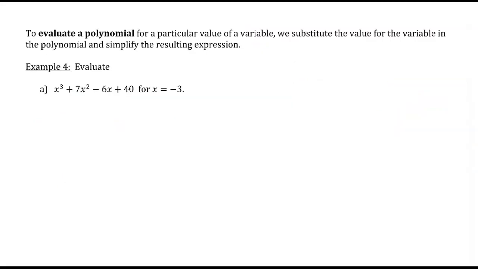To evaluate a polynomial simply means to substitute a value for the variable in the polynomial. For example, we want to evaluate x cubed plus 7x squared minus 6x plus 40 for x equal to -3. That means that we want to place a -3 in each location of the polynomial where there's an x. Making this substitution, we have -3 cubed plus 7 times -3 squared minus 6 times -3 plus 40.